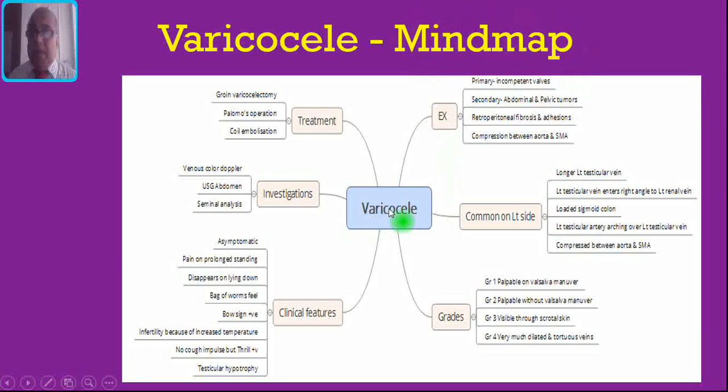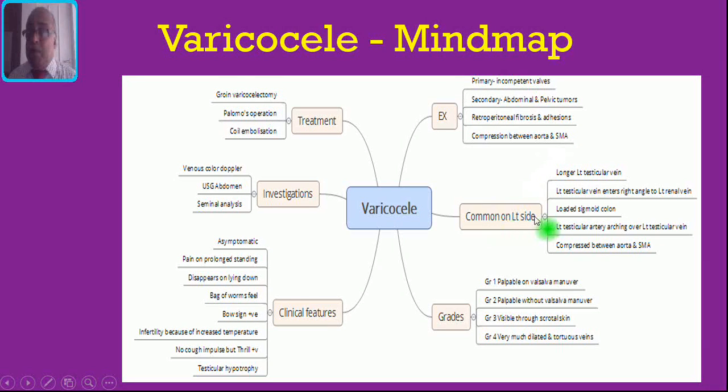So coming to the varicocele, what is the etiology? Primary is usually because of incompetent valves in the vein. Secondary is because of some other underlying causes like abdominal or pelvic tumors, retroperitoneal fibrosis and adhesion, or compression between the aorta and superior mesenteric artery.